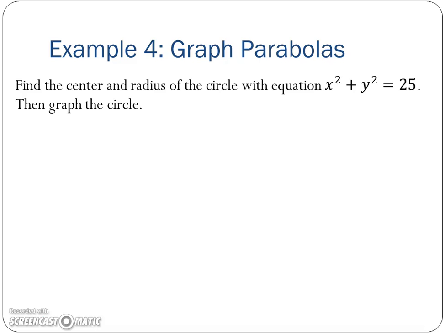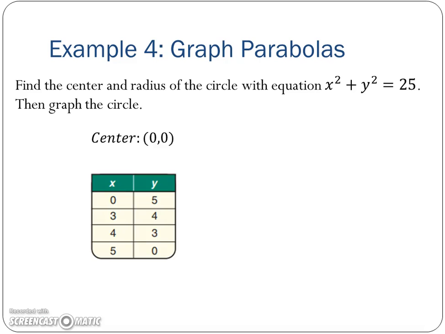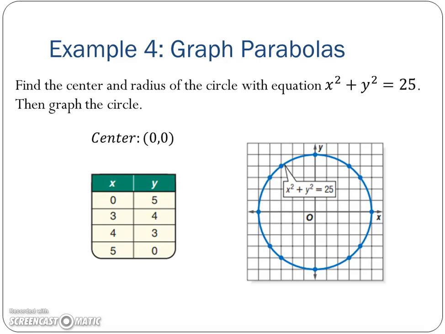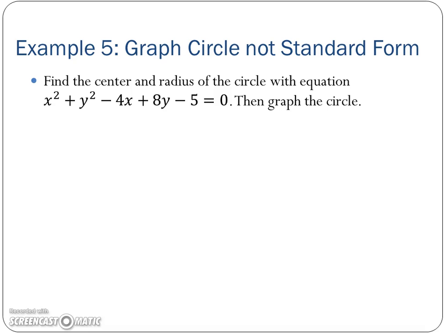So the center is (0, 0) because there's nothing with our x or our y, and the radius is the square root of 25, which is 5. So we're going to plot the points. You could plug in some points here and get the equation out, or you could just plot the center (0, 0) and go up 5, right 5, left 5, and down 5, and you get an image of our circle.